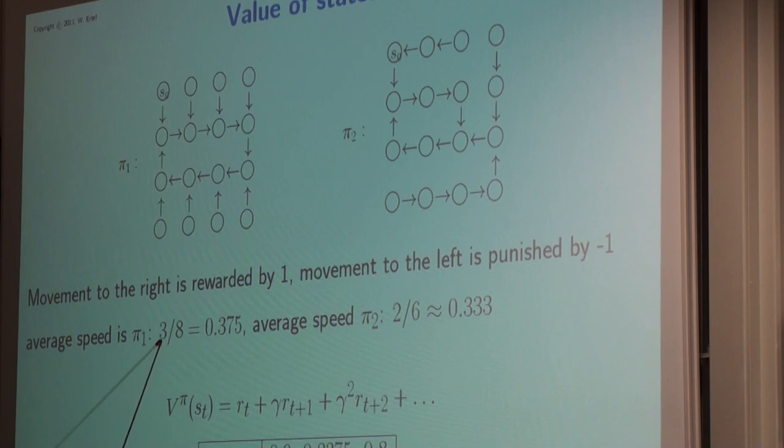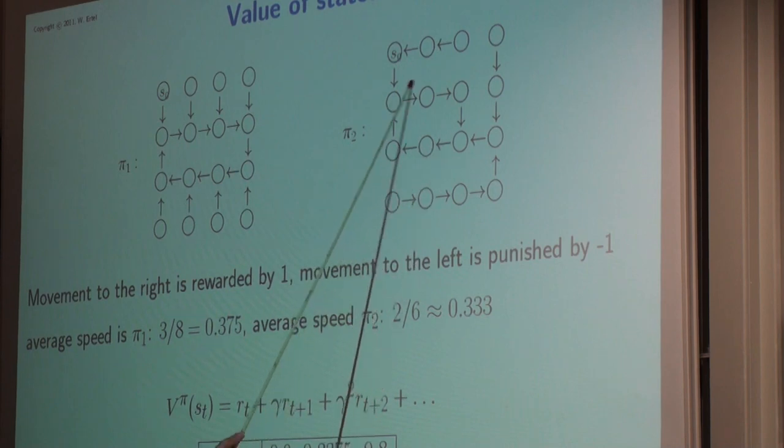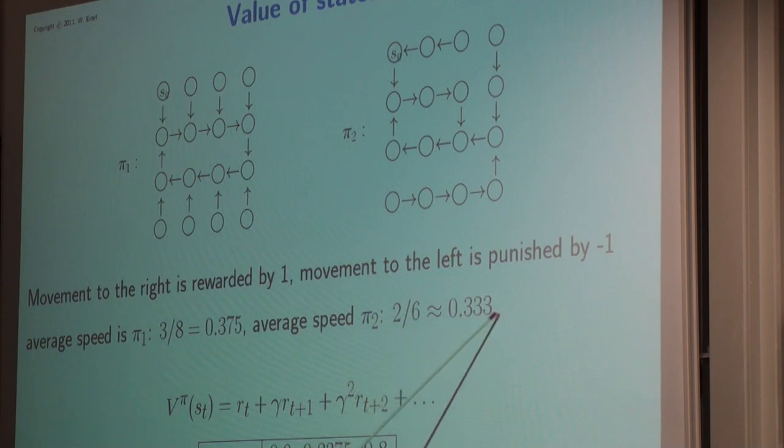So the average reward per action is 0.375. Whereas here, 2 out of 6 actions give a reward of 1, so the average reward is 0.33. And that's why this policy is better than this one.